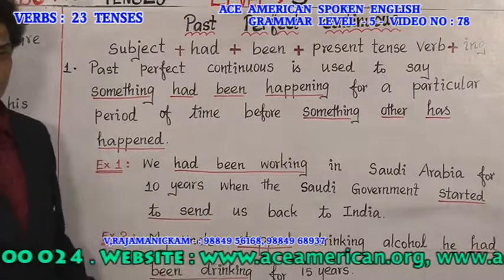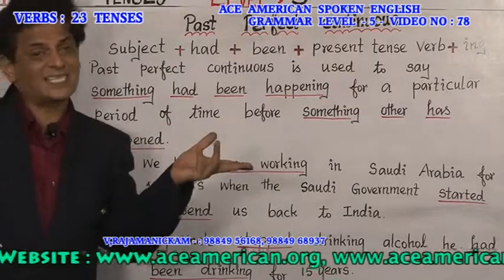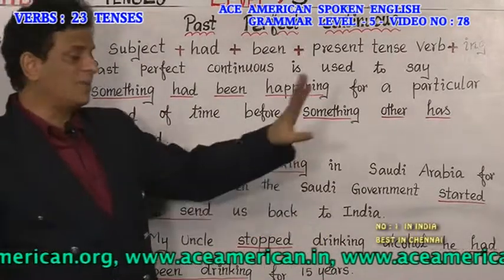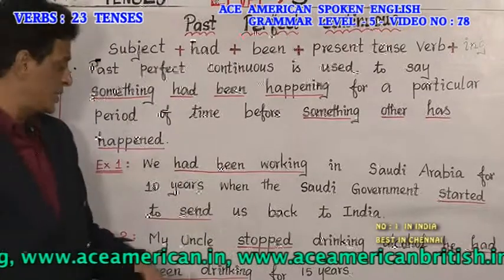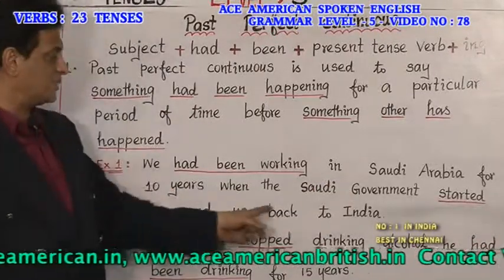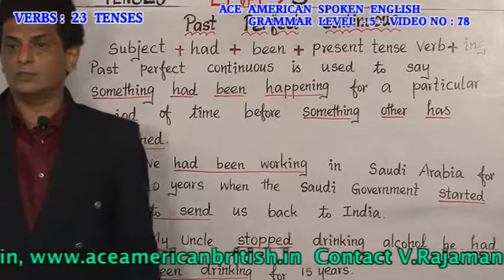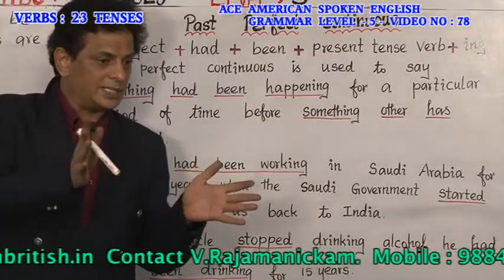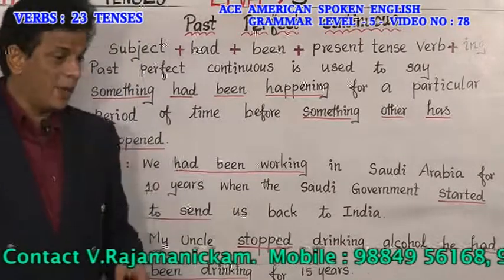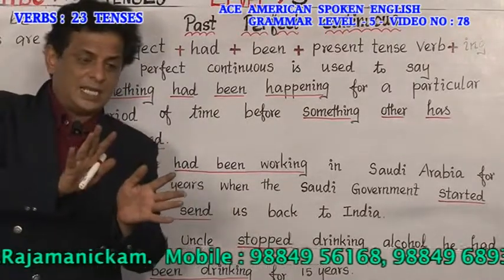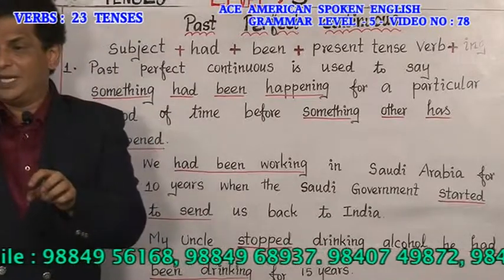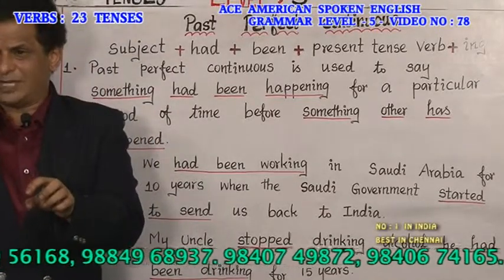The time frame is also past. This is a past time word, for 10 years, right? When the Saudi government, what did they do? They started to send us back to India. So, the Saudi Arabia government sent us back to India, right? Before the Saudi government sent us back to India, we had been working in Saudi Arabia, right?